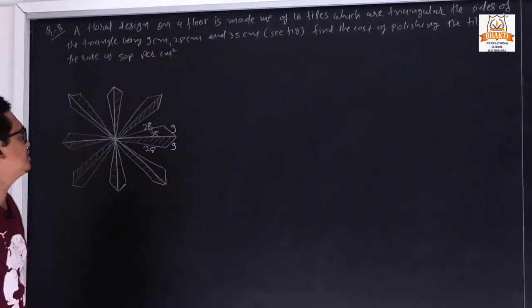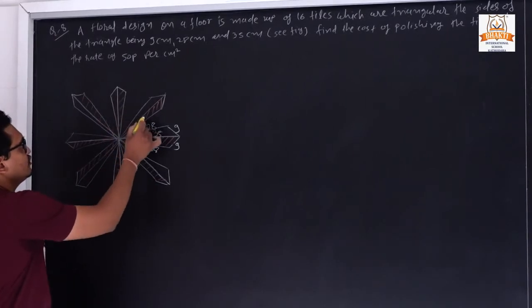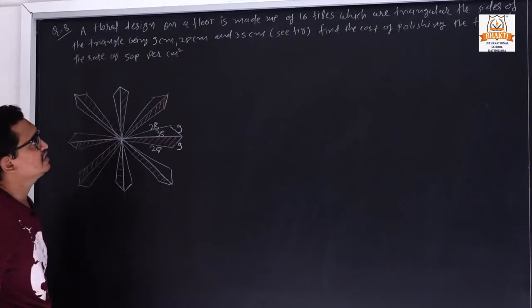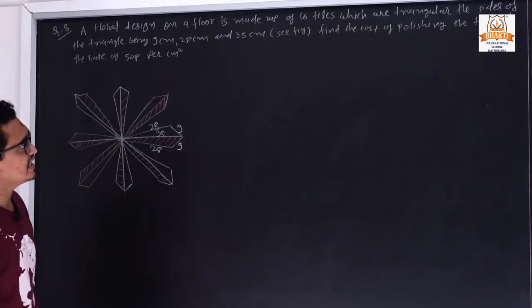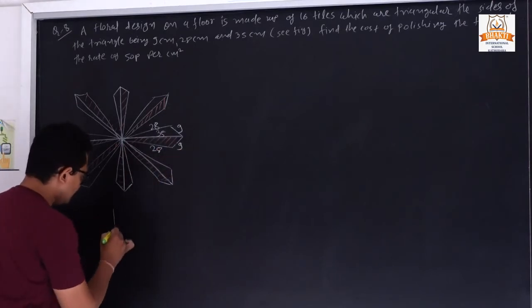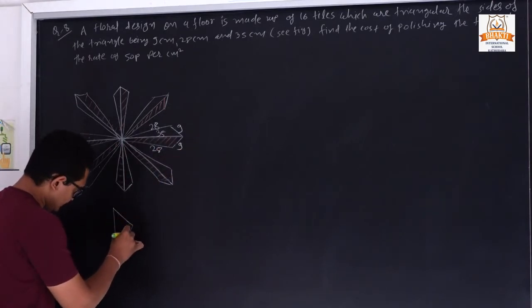It is made of 16 tiles. So see that: 1, 2, 3, 4, 5, 6, 7, 8, 9, 10, 11, 12, 13, 14, 15 and 16 tiles, which are in a triangular shape. It is in a triangle shape. We can draw one roughly, so you can get an idea.